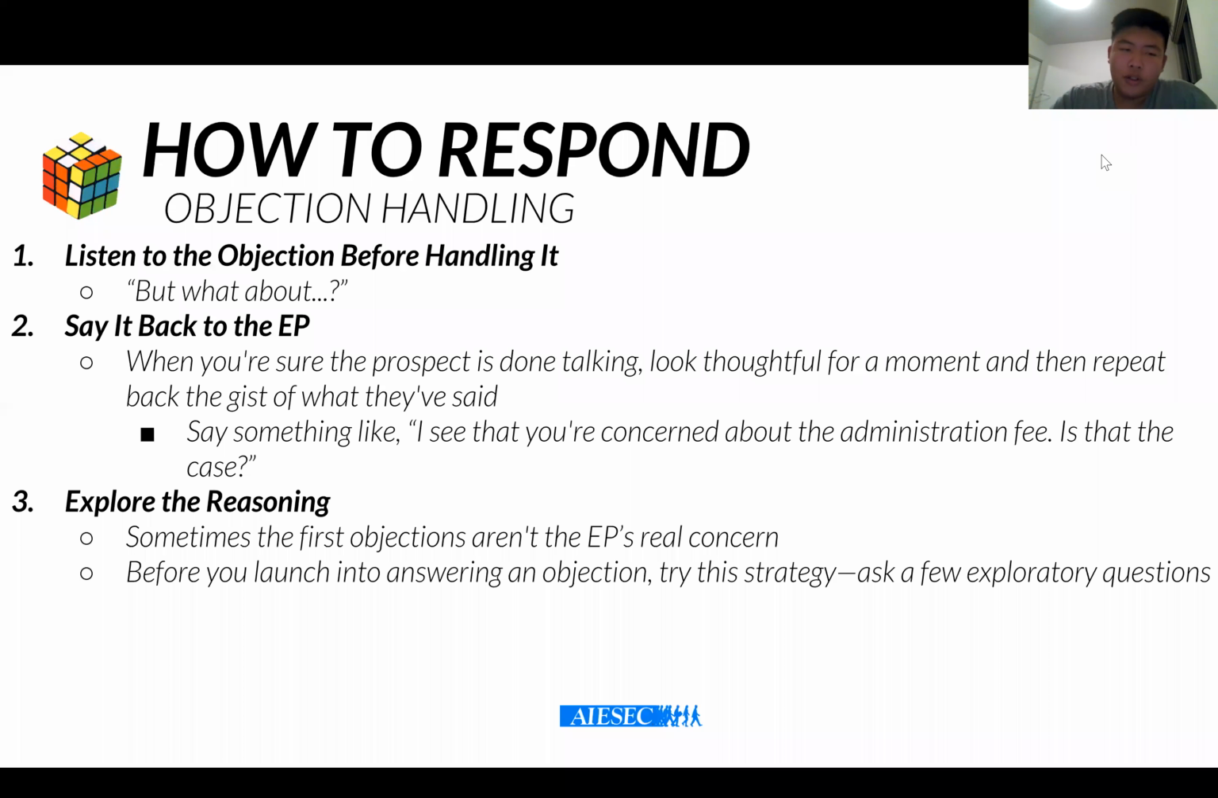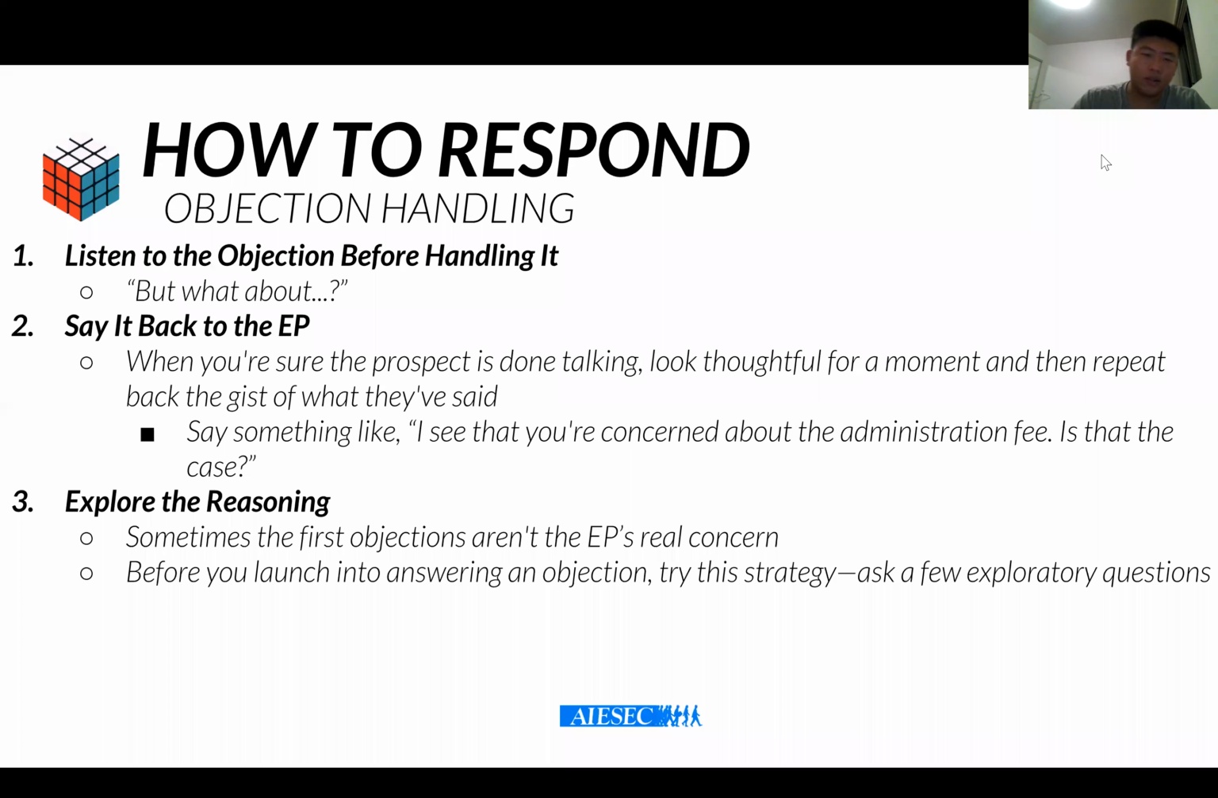So something we can all try to do is listen to the objection before handling it. Not only that, but when they're actually done, process that information and make sure the objection you've processed is actually what they mean, and that you're not just making baseless assumptions. Actually confirm that, because a lot of times you can go off on a tangent, and you aren't really talking about what the EP wants to talk about.